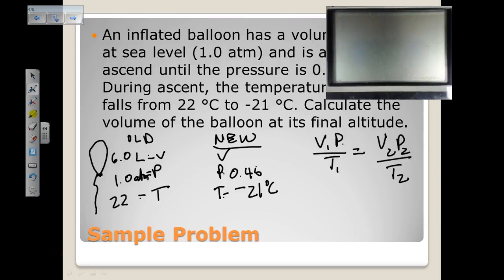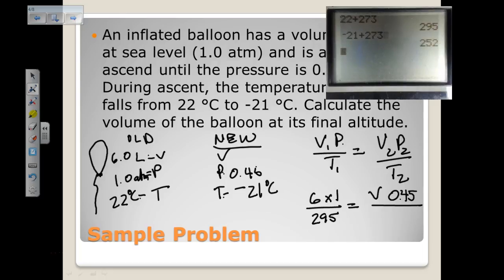Now, what are our volumes? Our volumes are in liters, so this is 6 times 1 over, now we have 22 degrees Celsius. We can't use Celsius, we have to use Kelvin, so we do 22 plus 273, and that's going to be 295. So that's over 295 equals the new volume times the pressure, 0.45, over the temperature, which is negative 21 plus 273, which gives 252.